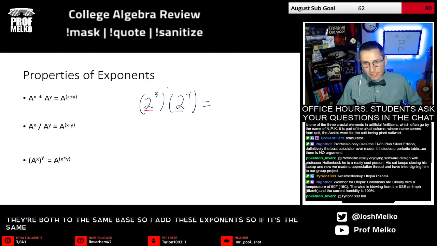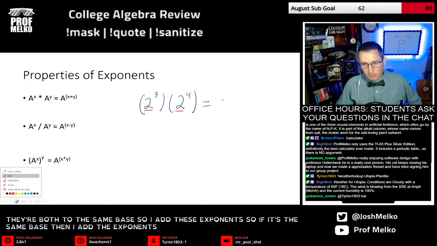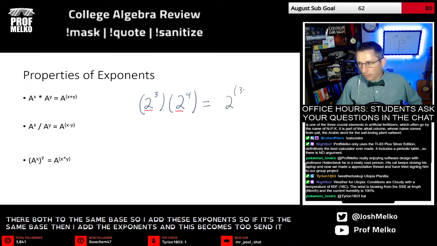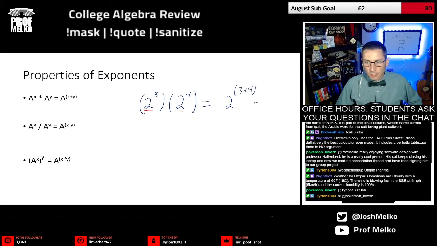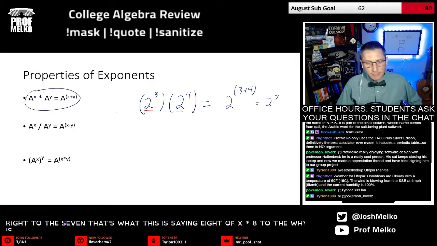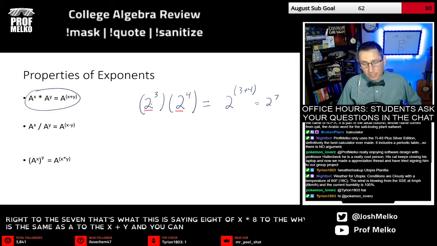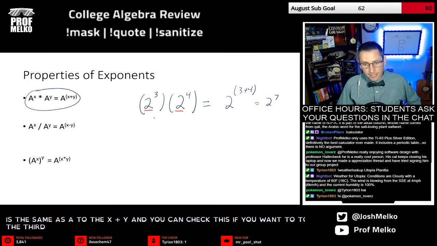So if it's the same base, then I add the exponents, and this becomes 2 to the 3 plus 4, 2 to the 7th. That's what this is saying. a to the x times a to the y is the same as a to the x plus y. And you could check this if you want. 2 to the 3rd is 8. 2 to the 4th is 16.